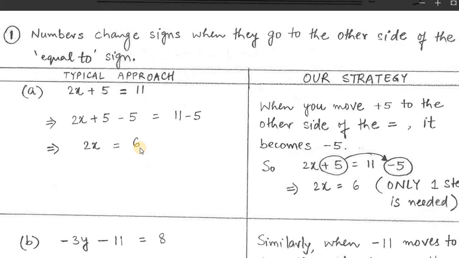Now this is a very simple example, but the strategy will apply to more complex examples as well. So the strategy really is that when a number like plus 5 moves to the other side of the equal sign, it just changes the sign. So plus 5 becomes a negative 5. That's all you need to do so that you are left with 2x on one side of the equal sign. So if you look here, this plus 5 moves to the right and becomes a minus 5. So you're left with 2x equals 11 minus 5, which is 6.